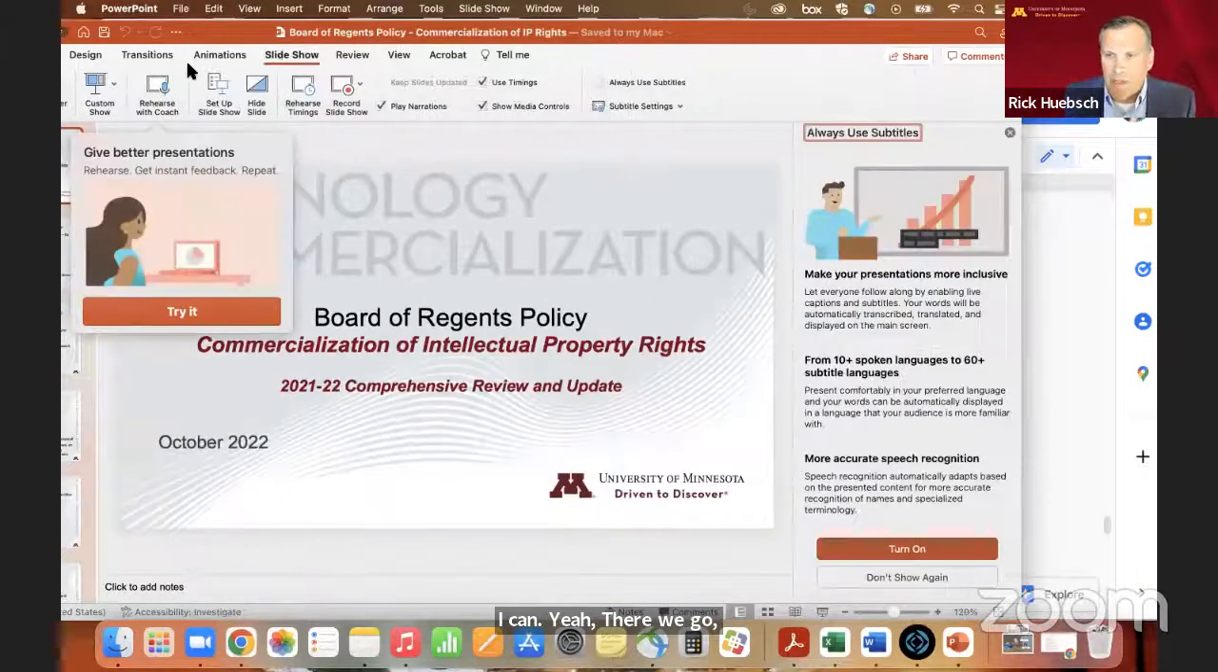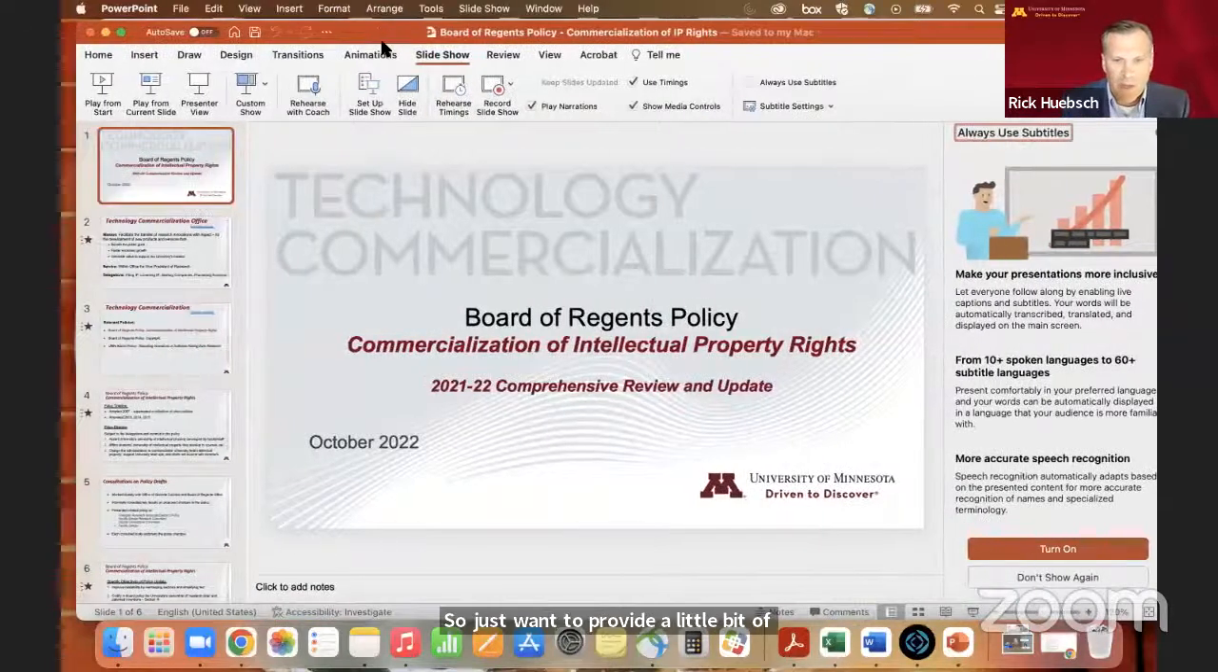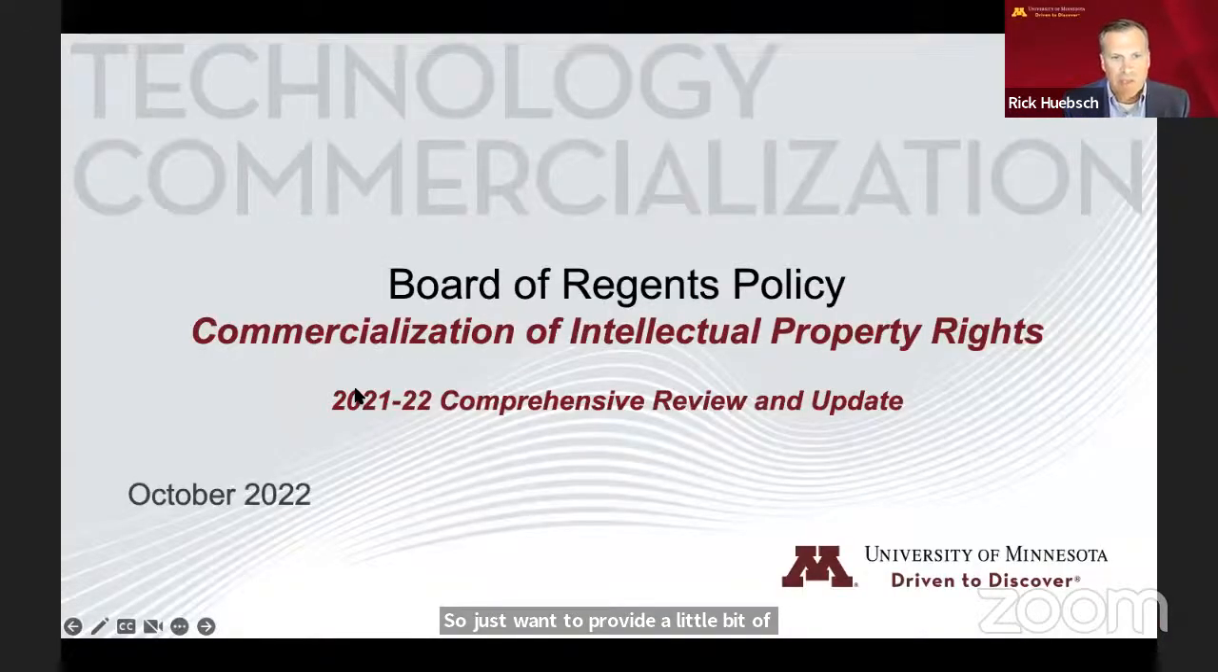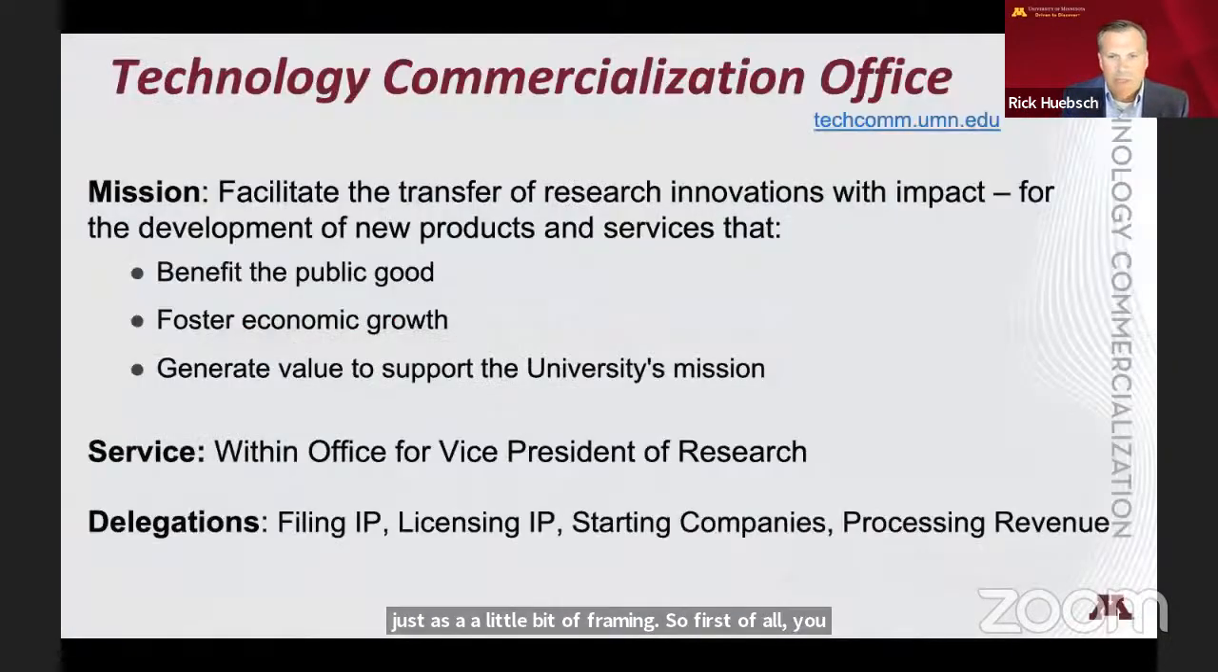So I just want to provide a little bit of context and then open it up for discussion, just as a little bit of framing. So first of all, this is a standard process that we're going through, a standard review. It's not a special review, but it's a periodic update. But just as a background for some who aren't familiar, our office is part of the Office of Vice President of Research, and our mission is to facilitate research innovations, the transfer of research innovations, with the 3-part mission being benefiting the public good, economic growth, and generating value for the university's mission.